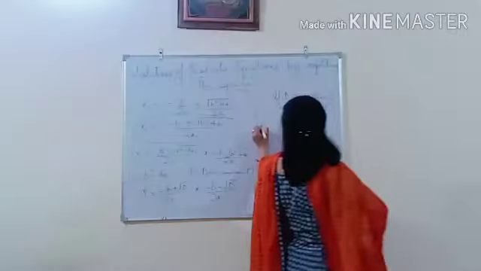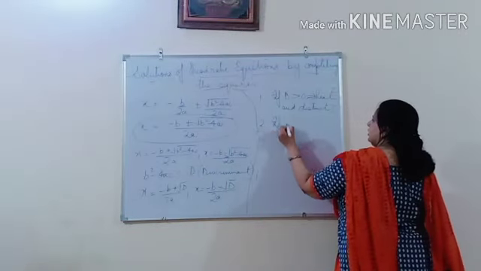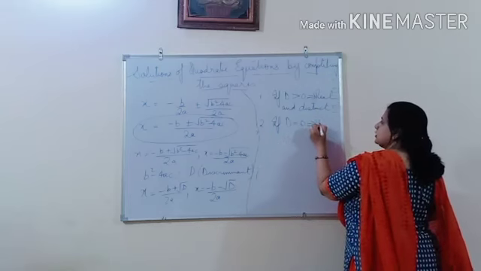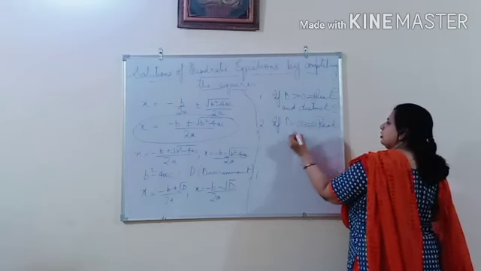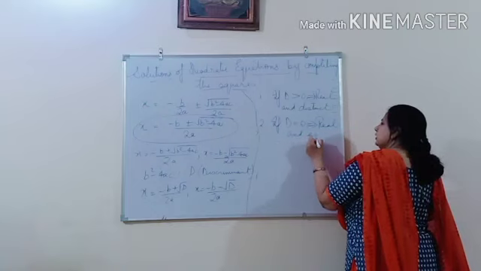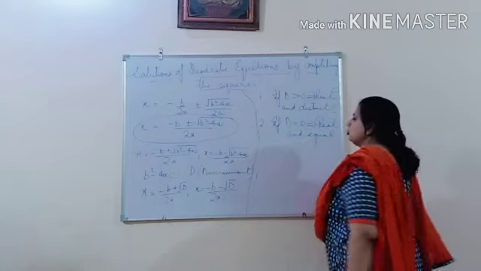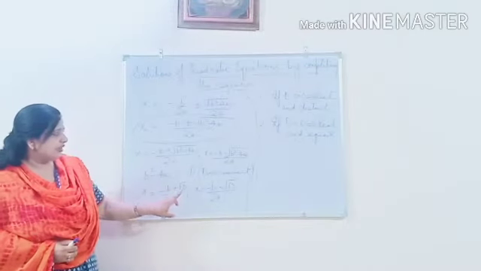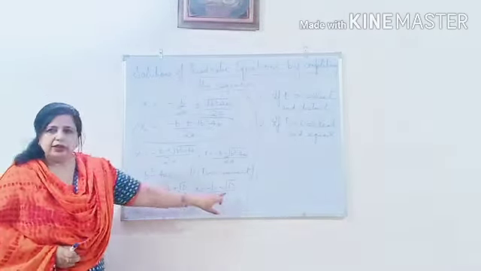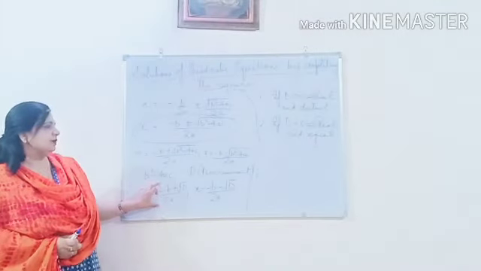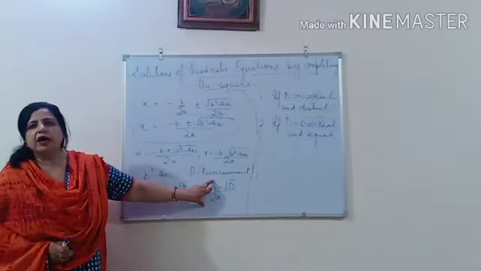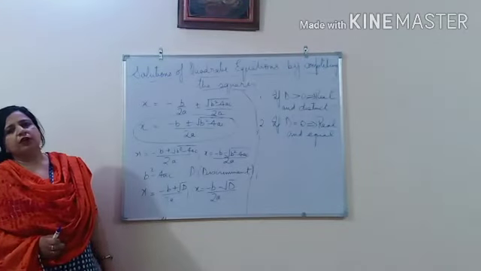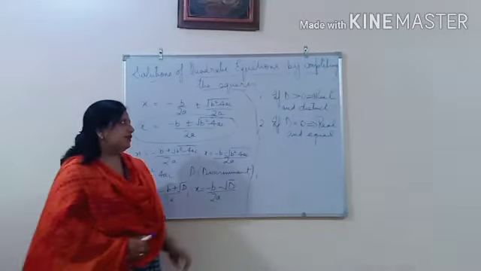Second case is if d equal to 0, then the roots are real and equal. Both the roots will be same. Why? Because if d is 0, you will have only the root minus b by 2a, and this will also be minus b by 2a. So both the roots will be same if the discriminant is equal to 0.